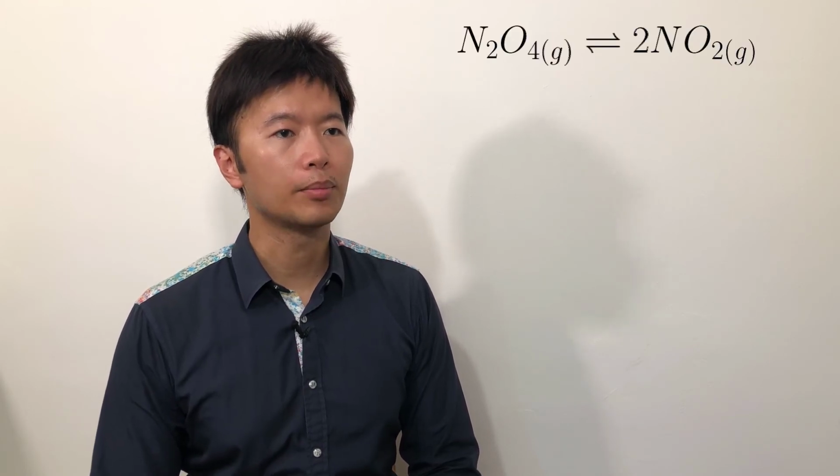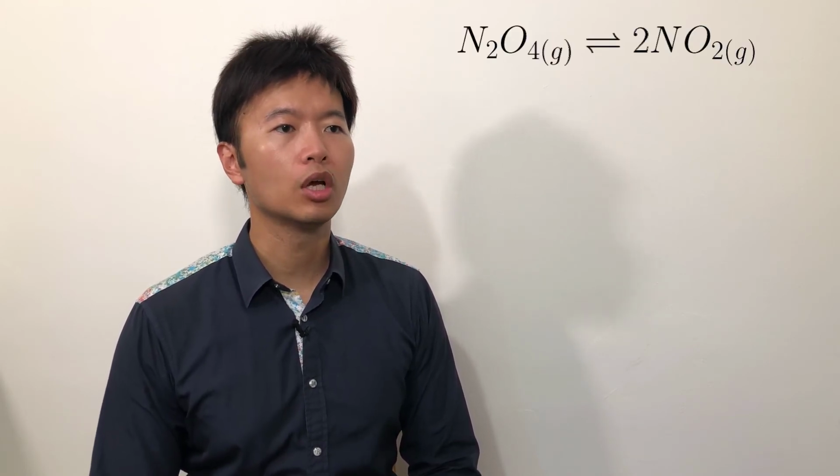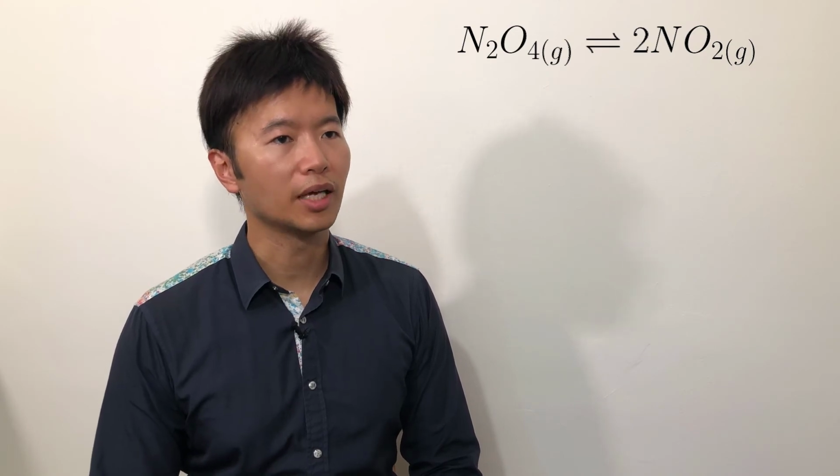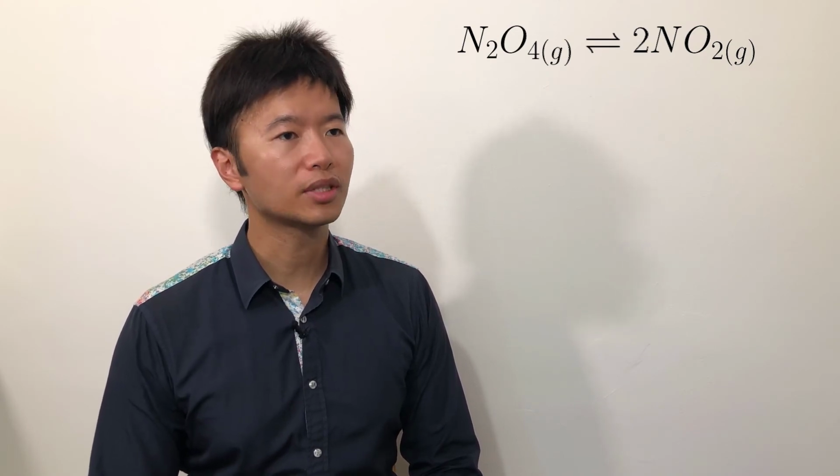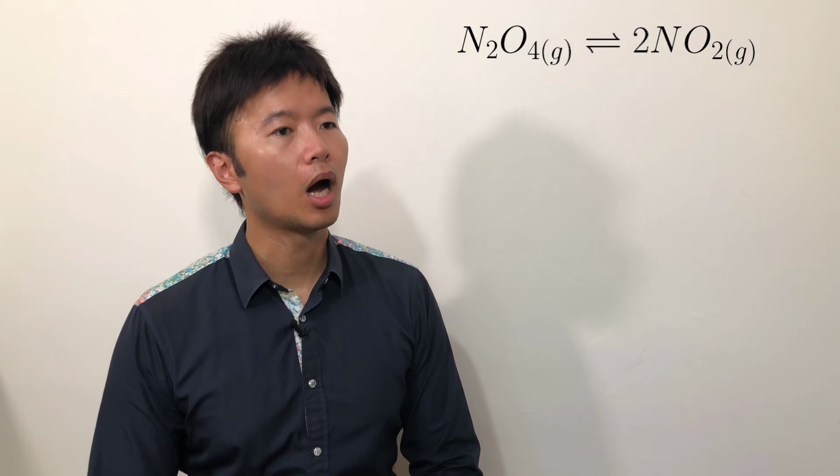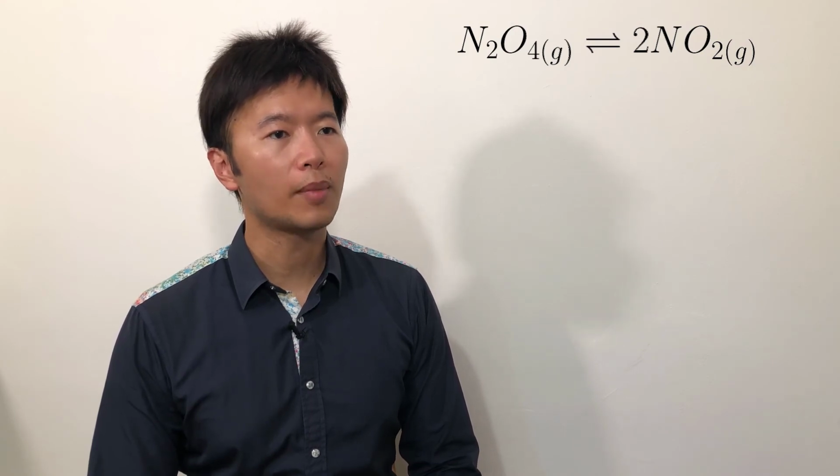Any questions? Nope. So far so good. Now, we have a general formula for assembling the law of mass action. So, let's look at the previous example of the decomposition of dinitrogen tetroxide into nitrogen dioxide. How could you write the law of mass action for this equilibrium reaction?